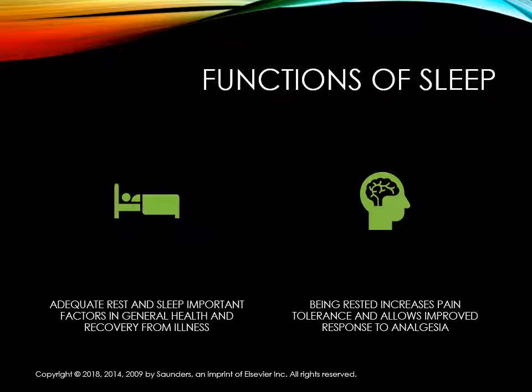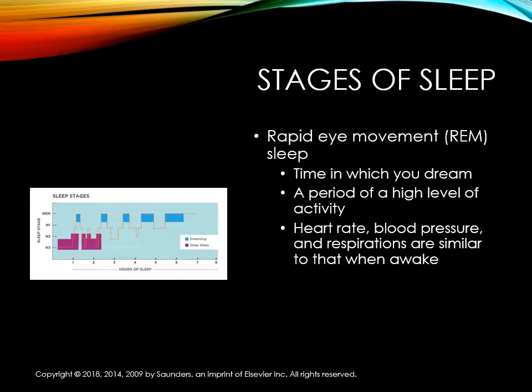Being well rested increases pain tolerance and allows improved response to analgesia. Stages of sleep. So normal sleep follows a course of 2 stages. One stage is called non-rapid eye movement, which is the NREM sleep, and the rapid eye movement cycle is called the REM cycle.